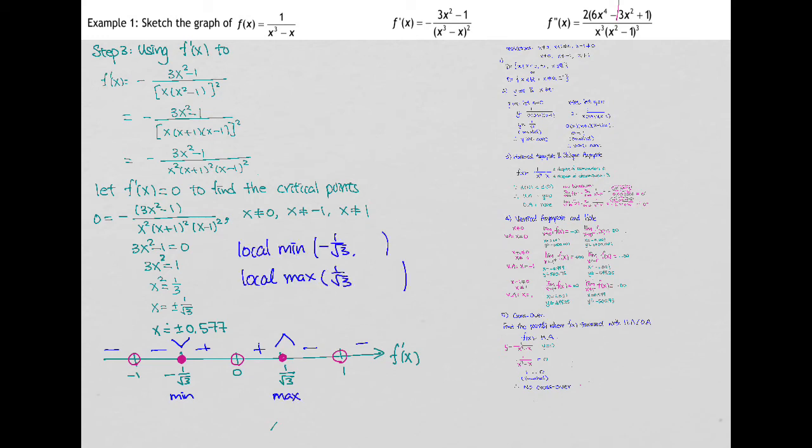Now that we have the x values, we have to find the y values. We're going to substitute those two x values back into the function f(x) to find y. So when x equals -1 over square root of 3, the y value is 3 root 3 over 2, which can be approximated to -0.58 and 2.6. And same thing, when x equals 1 over square root of 3, the y value will be -3 root 3 over 2, which can be approximated to 0.58 and -2.6.